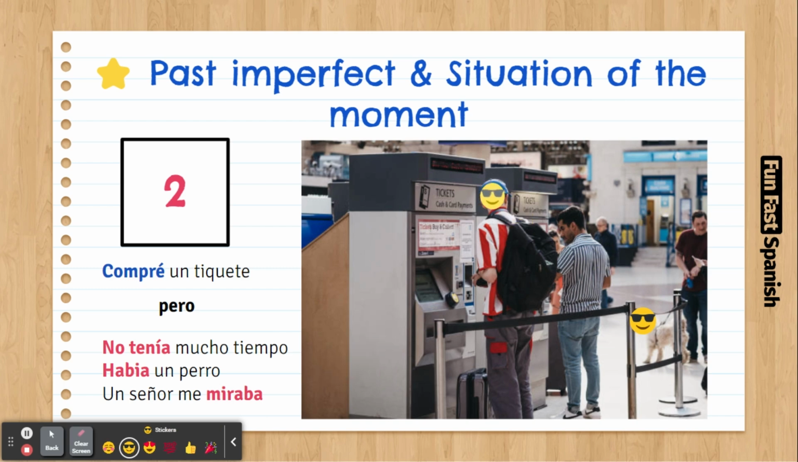Un señor me miraba. This one here. So this was the situation. I bought the ticket, but in that moment, I'm describing, there was a dog. I didn't have time. A guy was looking at me. And I can go on.